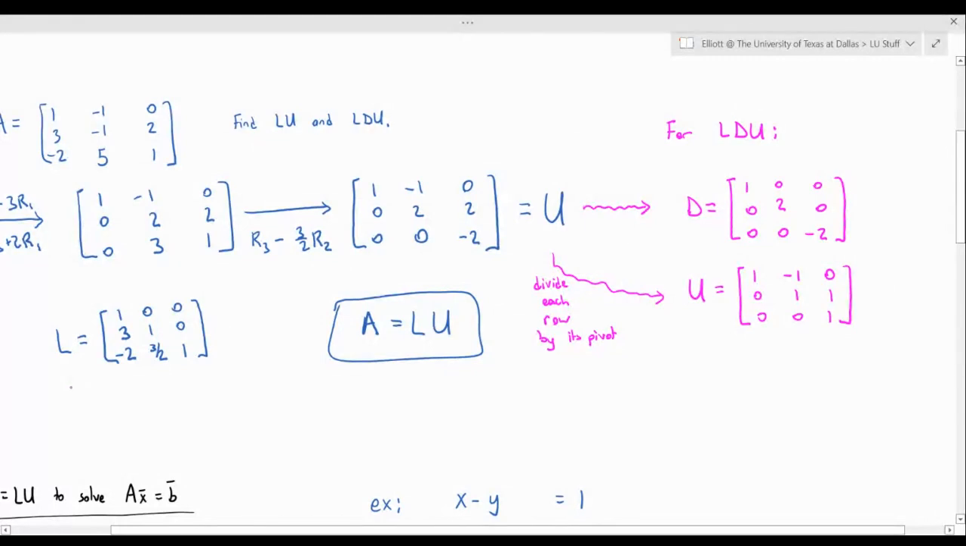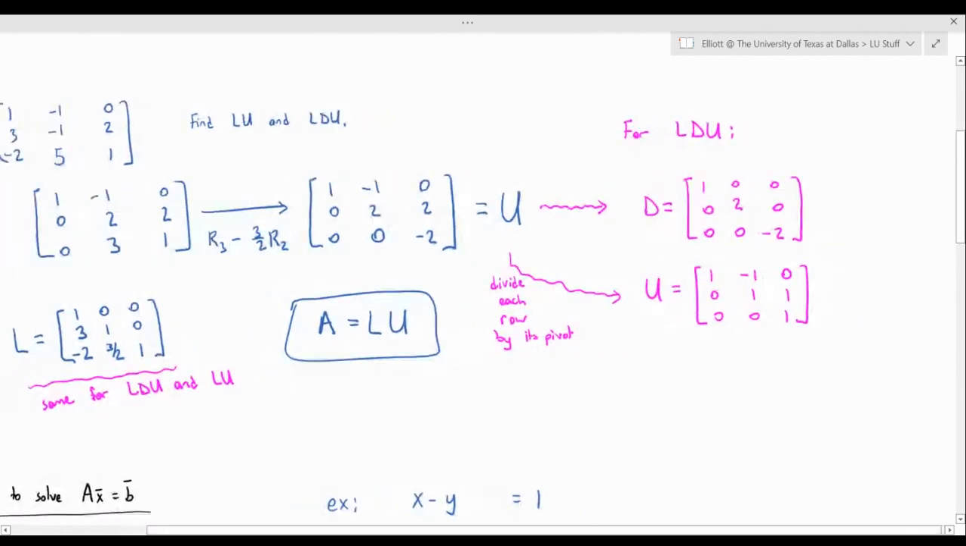L will be the same as before. So this L here is the same in both the LU and the LDU decompositions. Okay. So using that L that we found before, and this D and this U that we just calculated, if you do L times D times U, then again, that product should give you the original matrix A, okay?